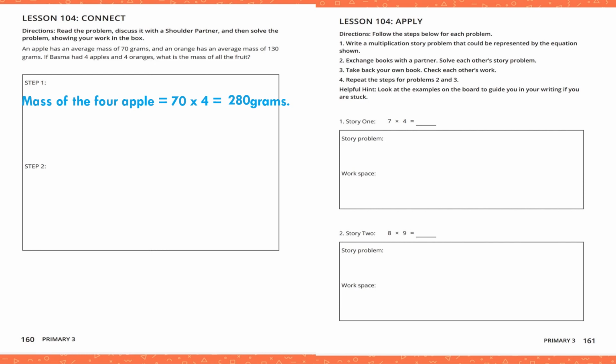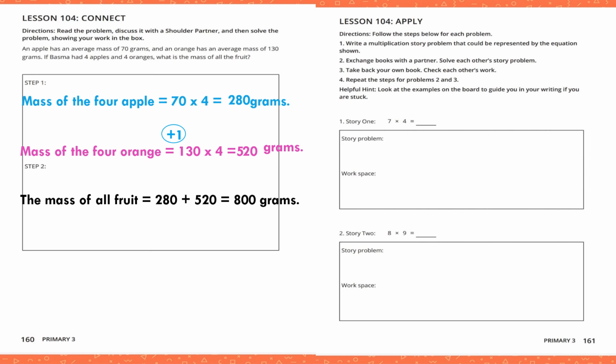The mass of the 4 oranges equals 130 times 4. 0 times 4 equals 0. 3 times 4 equals 12. 2 and carry up 1. 4 times 1 equals 4 plus 1 equals 5. 520 grams. So the total mass of oranges and apples will be 280 plus 520 equals 800 grams.